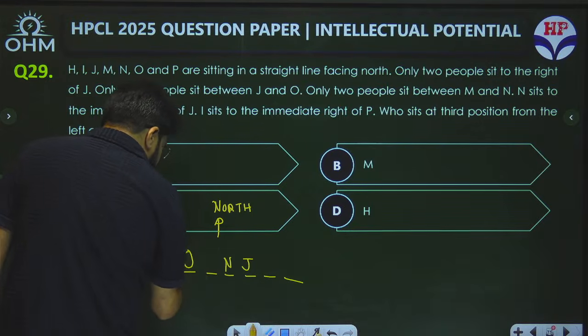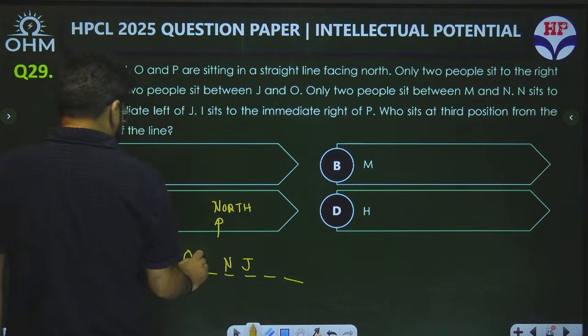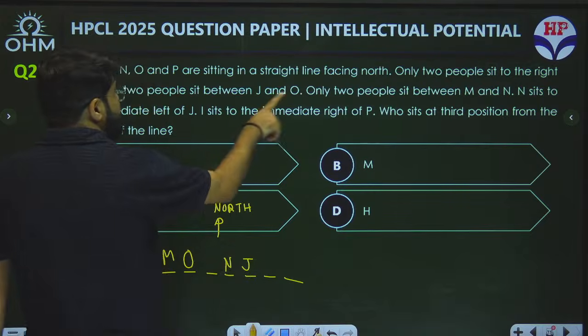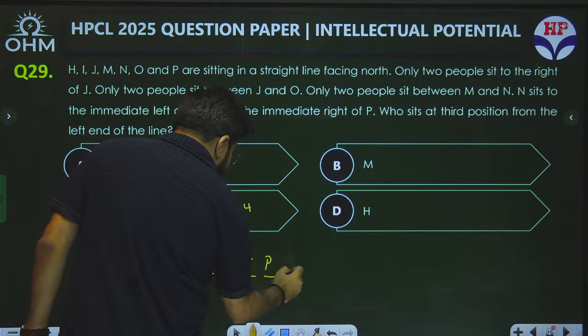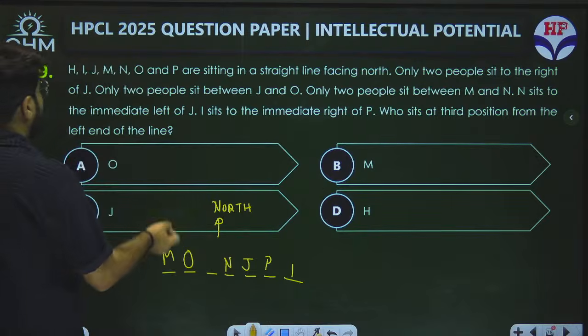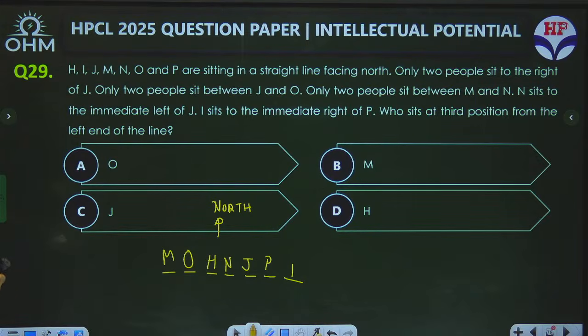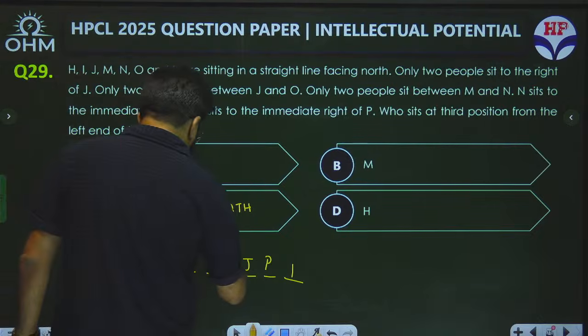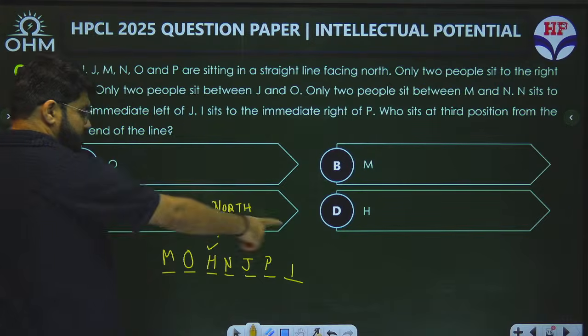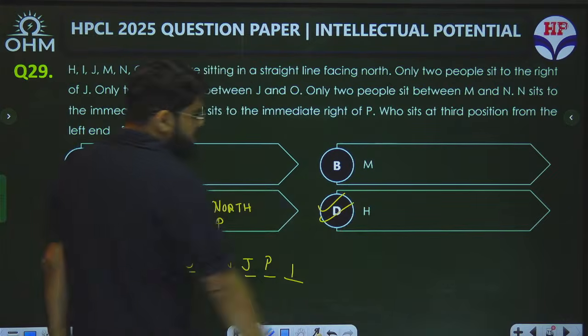2 people will be there between M and N. Okay, and I is immediate right of P. This is P, this is I, right side. Who is left? H. Complete sequence has come up. They can ask anything. Who sits at the third position from the left end of the line? Third from the left is H. This is left, this is right. The answer is H.